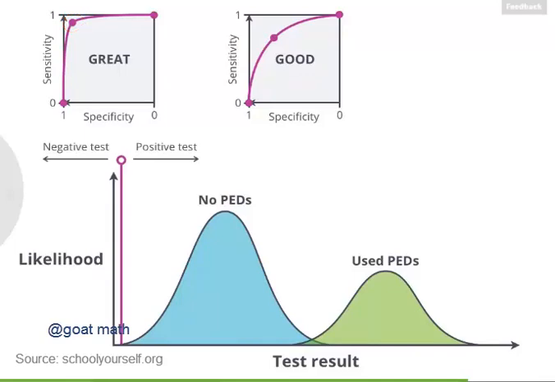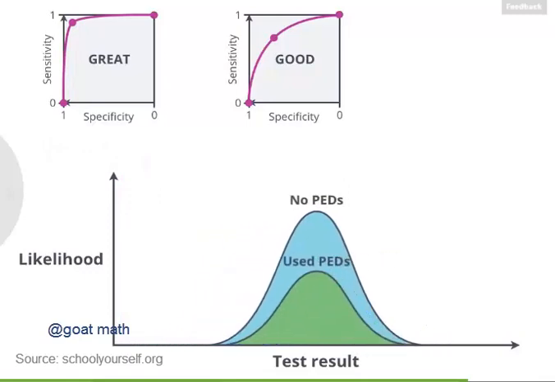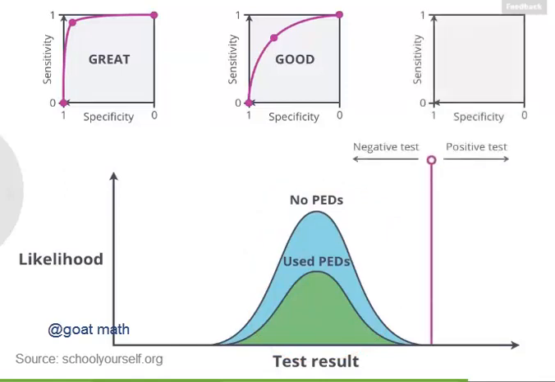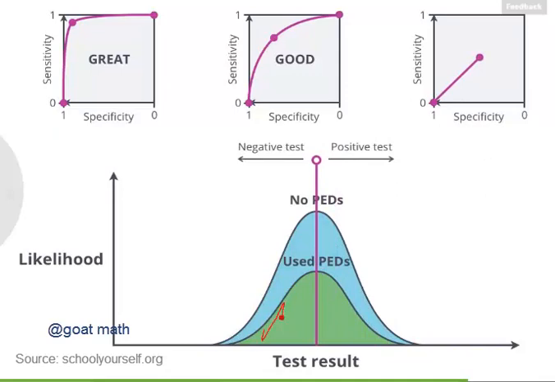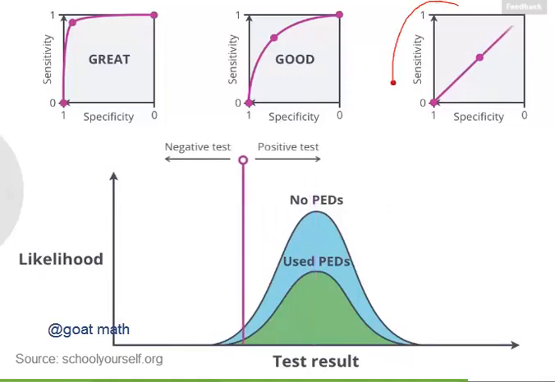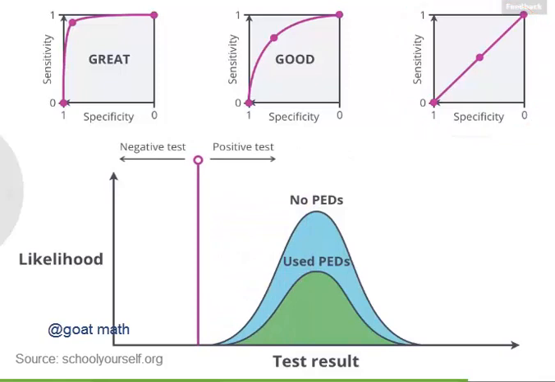Now, a really bad test would be when there's complete overlap of the two groups, and the distributions are the same, regardless of whether or not they used PEDs. For this scenario, we again start at sensitivity 0, specificity 1. And now, when our cutoff is right in the middle, half the PED group are now false negatives, and half of the clean population are now false positives. So the sensitivity and specificity are both 1/2, or 0.5. So this is the resulting graph you get, and again, this is representative of an awful test.